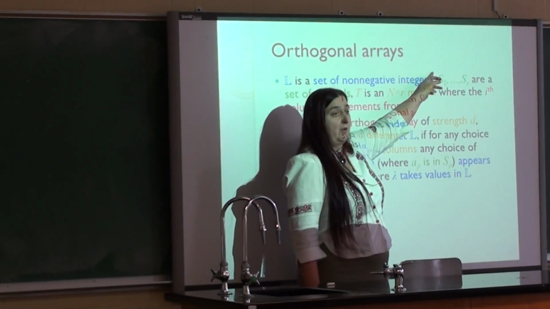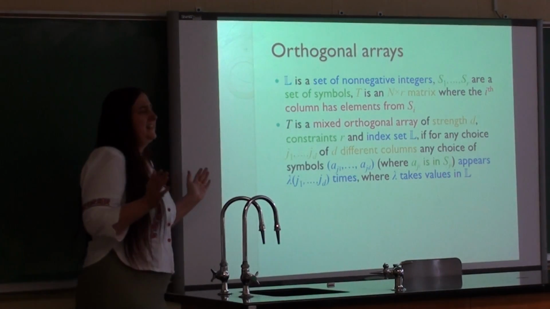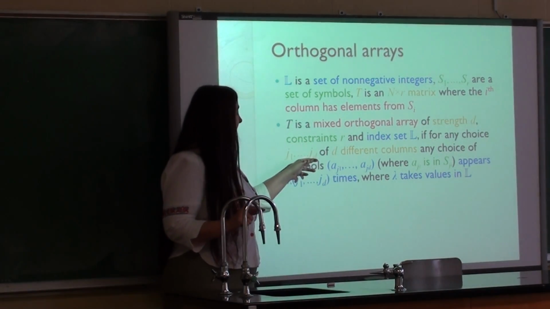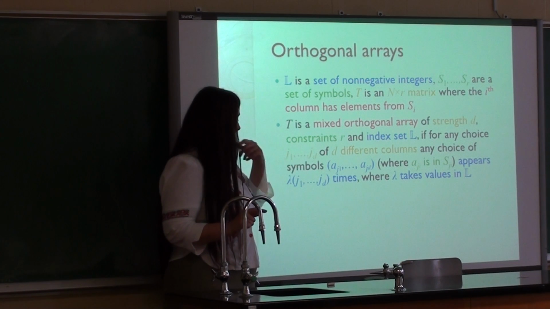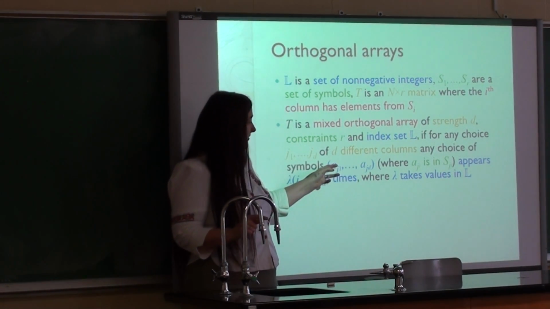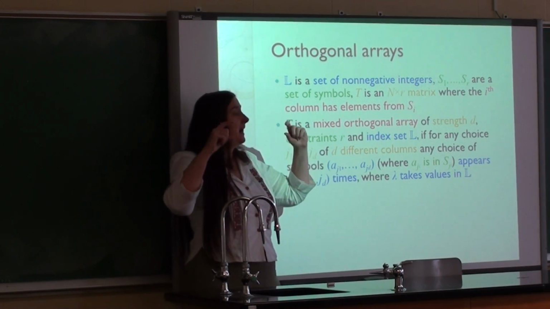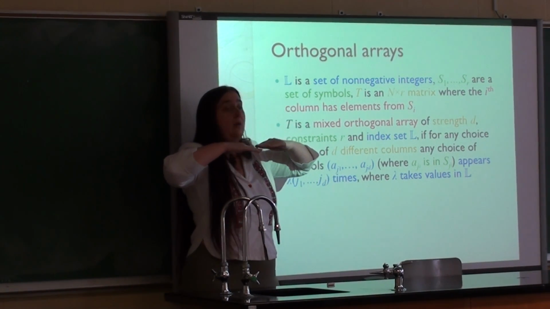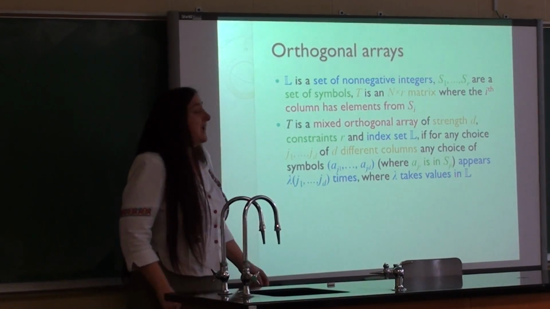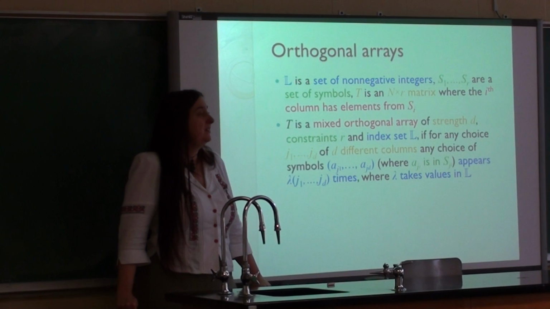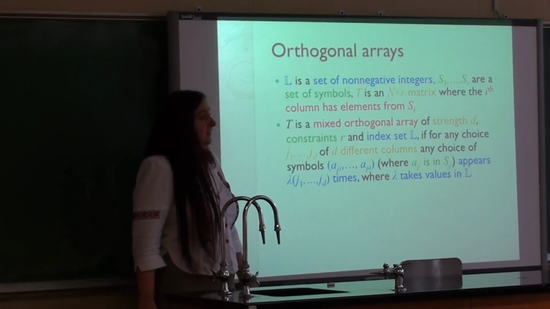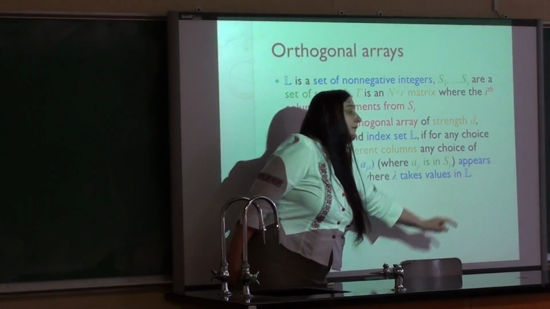R is just the number of columns. These strengths, I don't know what it is yet. But it means that if you take any set of D different columns, and any symbols that can appear on those columns, and you count how many times in a line precisely those symbols appear in precisely those positions, then they will appear the same number of times for this particular choice. And this number is coming from L.